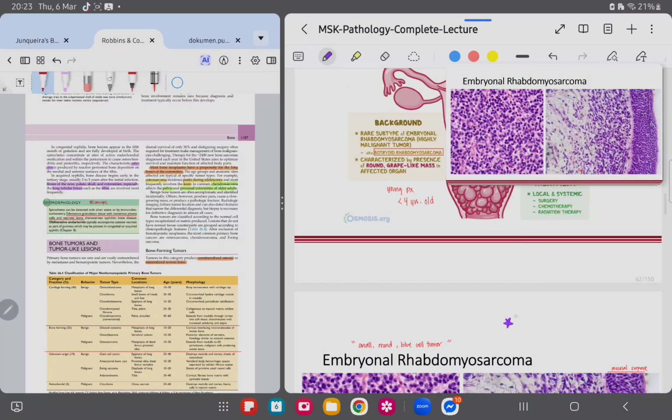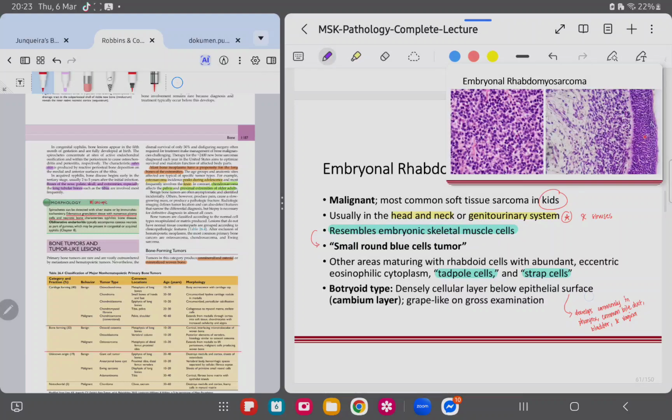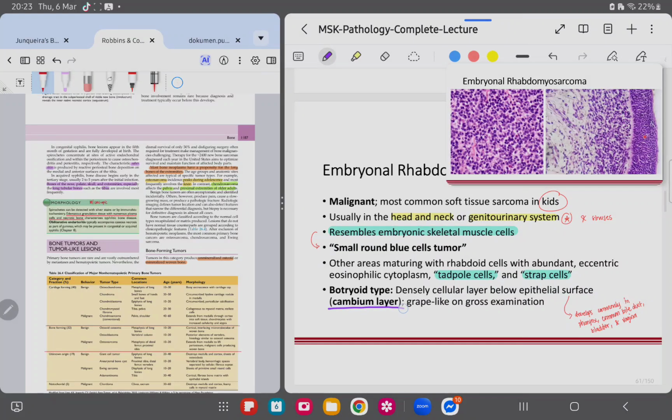Okay? Your embryonal rhabdomyosarcoma is what we call a small round blue cell tumor. And please do not forget, especially in the mucosal surfaces, that sometimes these small cells form what we call a cambium layer. So when you see this aggregation of tumor cells underneath the mucosal layer, then that's the cambium layer, and that's very much characteristic of your embryonal rhabdomyosarcoma.